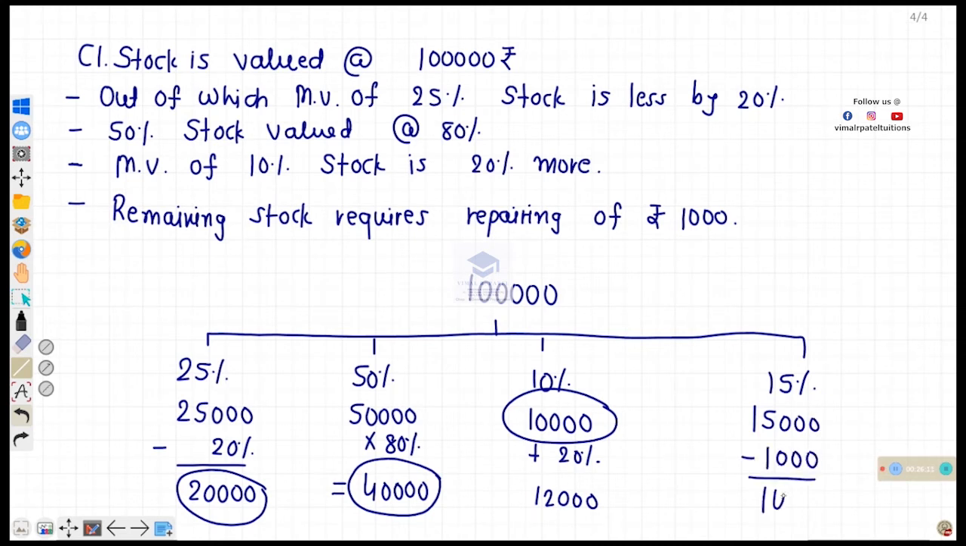So add this: 20,000, 40,000, 10,000 and 14,000. What is the value? 84,000. So value of closing stock is 84,000.